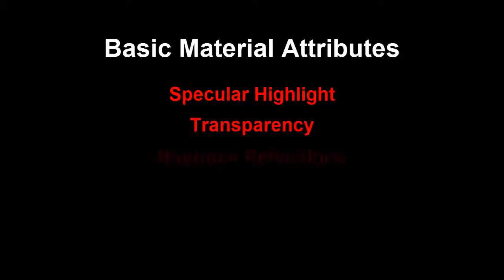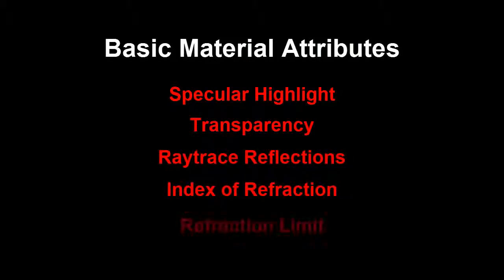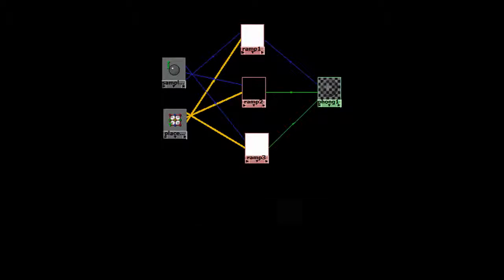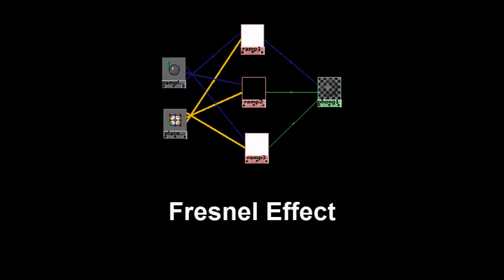In this video, we've reviewed the basic material attributes needed to produce a basic glass material in Maya: specular highlight, transparency, ray trace reflections, index of refraction, and refraction limit. In the next video, we'll talk about some more advanced concepts in building our shader tree that will allow us to incorporate the Fresnel effect we mentioned earlier. This will lend a very subtle but very important degree of realism to our renders.